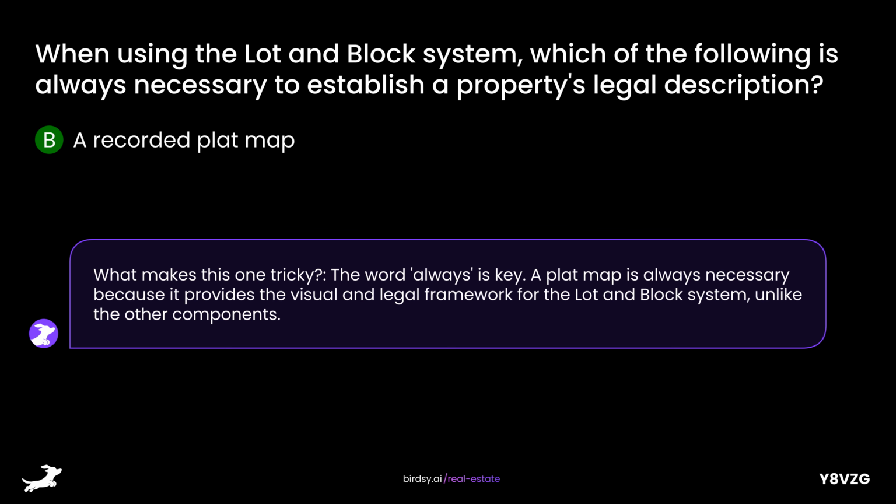What makes this one tricky? The word "always" is key. A plat map is always necessary because it provides the visual and legal framework for the lot and block system, unlike the other components.